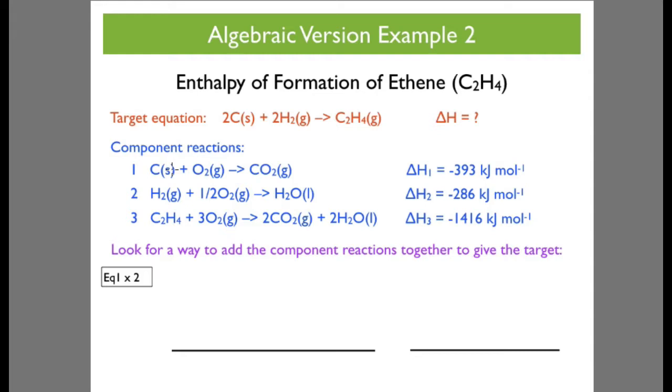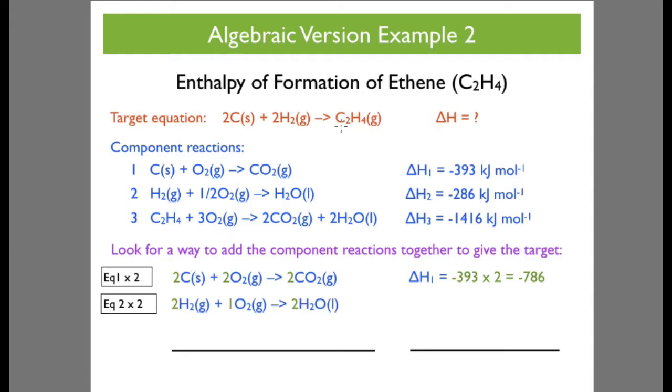So equation 1, let's try multiplying by 2, and we get the correct amount of carbons that we're looking for. So we need to multiply the enthalpy by 2. Equation 2 multiplied by 2 gives us the right amount of hydrogens. So we need to multiply the enthalpy by 2. And finally, we'll need to reverse this, and we don't need to multiply by any coefficients because we've got the right amount of ethene gas here. So let's just reverse it.